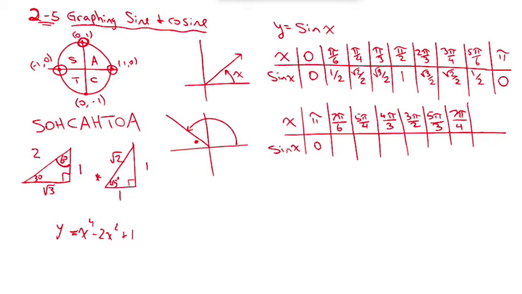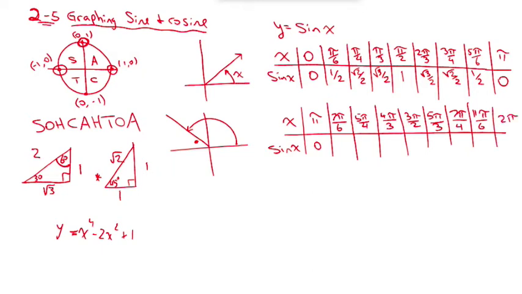And then the next one would have a 6 in the bottom. How many pi's over 6 get you into the fourth quadrant? I'm going to say 6 on the top, 6 on the bottom, back off 1, so 11. 11 pi over 6, and then finally 2 pi.